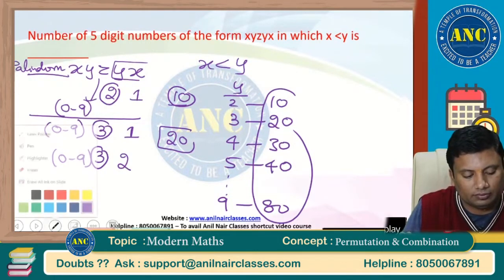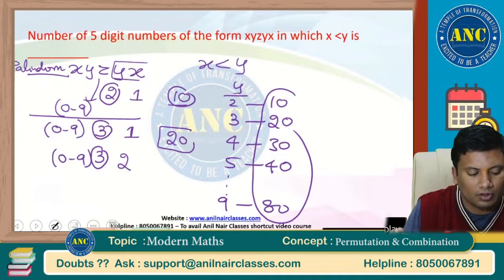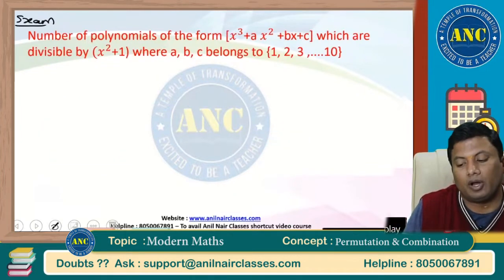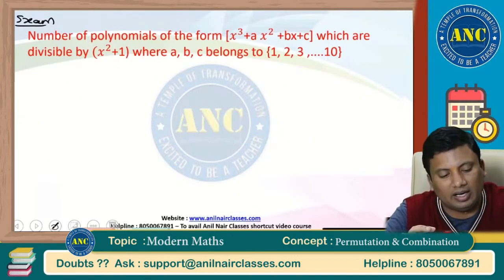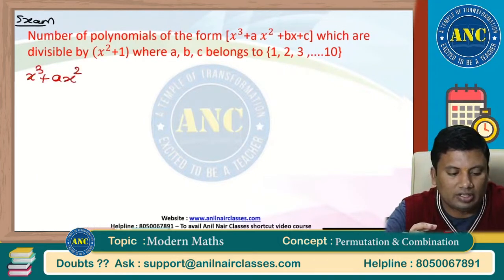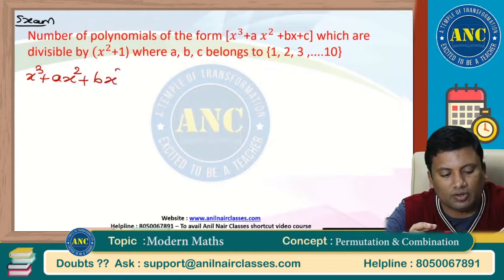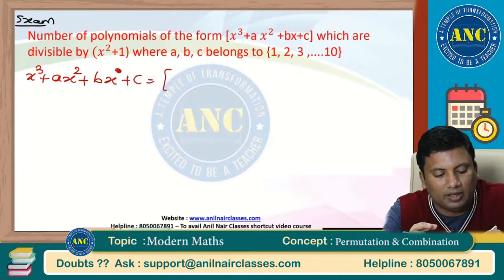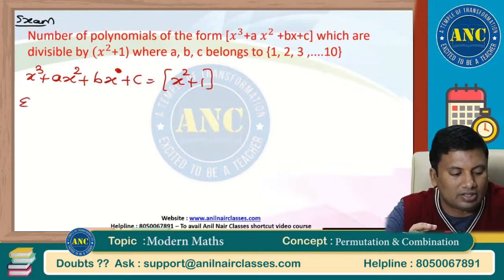Next one. Number of polynomials of the form, another exam model question. There is a cubic expression x cube plus ax square plus bx plus c, which is divisible by x square plus 1.